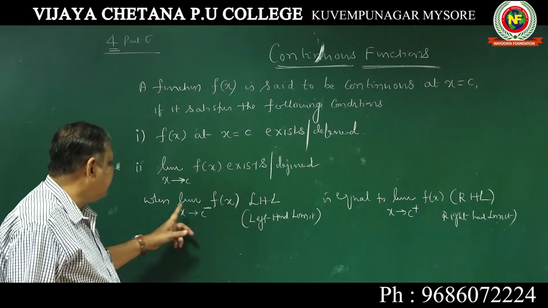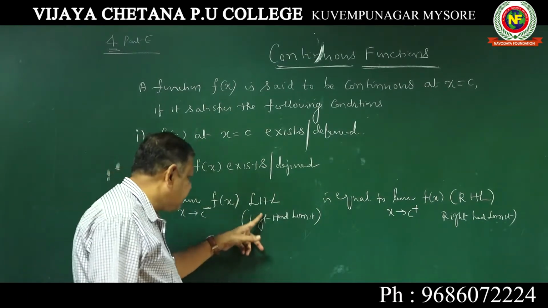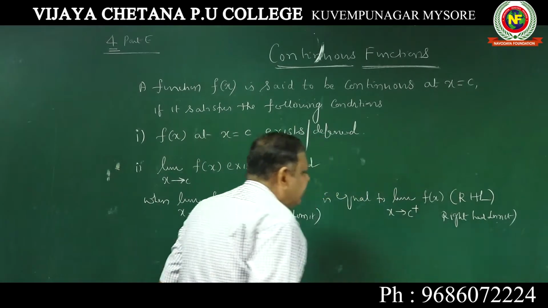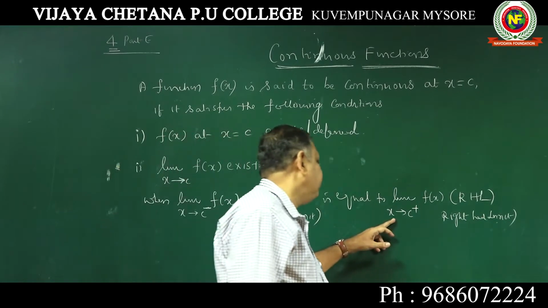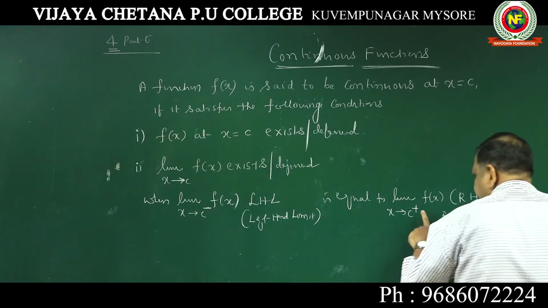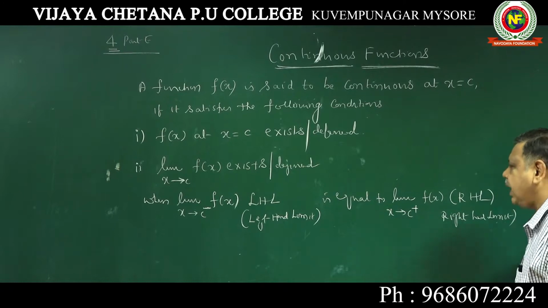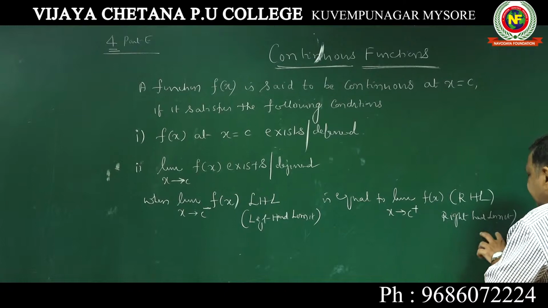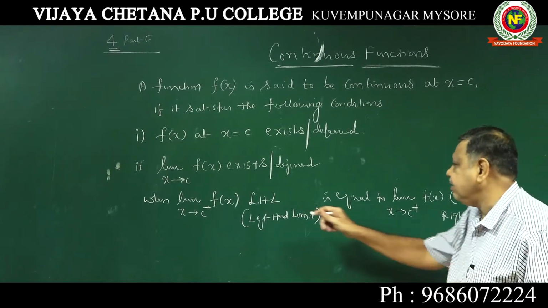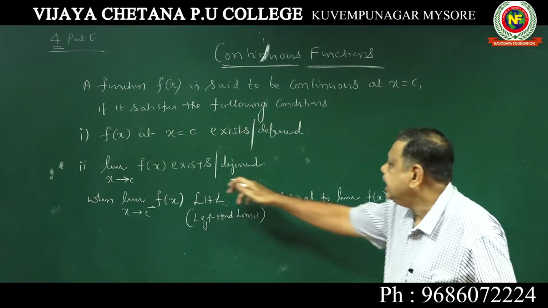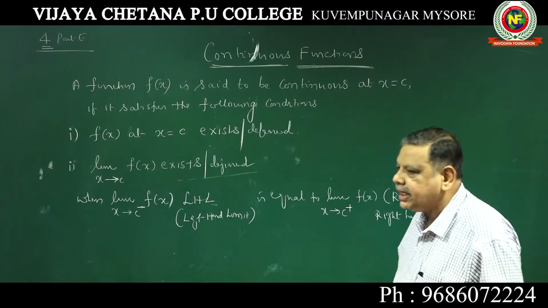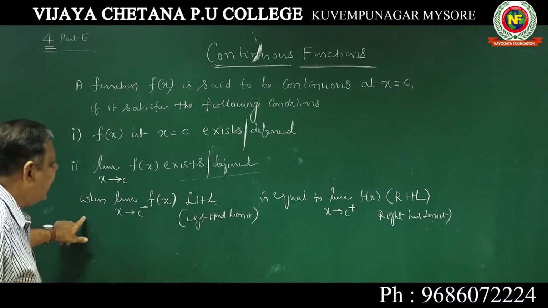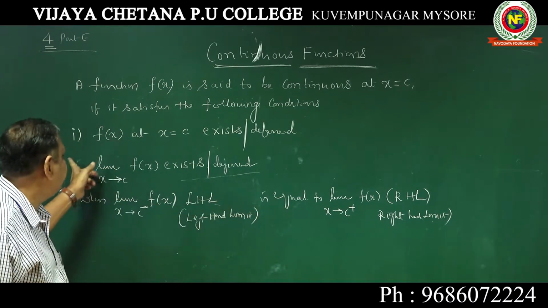So the limit as x tends to c minus of f(x), LHL, should be equal to the right hand limit also, the limit as x tends to c plus of f(x). Minus means less than, plus means greater than. When the left hand limit is equal to the right hand limit, then this limit exists. So the second condition is very important. In some problems you have to prove LHL and RHL are the same, therefore the limit exists.